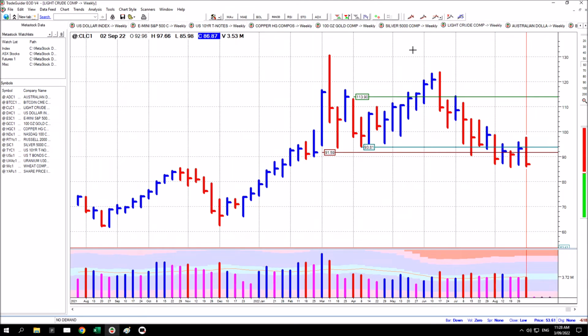Crude futures are threatening to break down further. Here's the support level. Twice in the recent past, there's been an attempt to consolidate in this market, and both times it's been put under pressure here and now here.